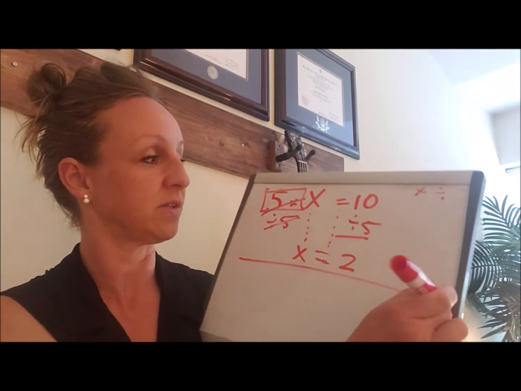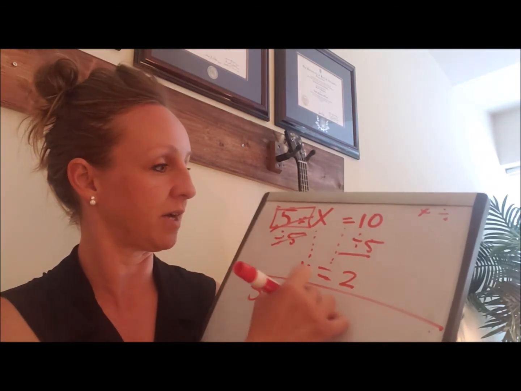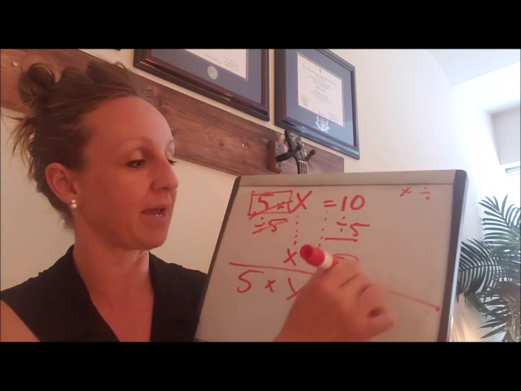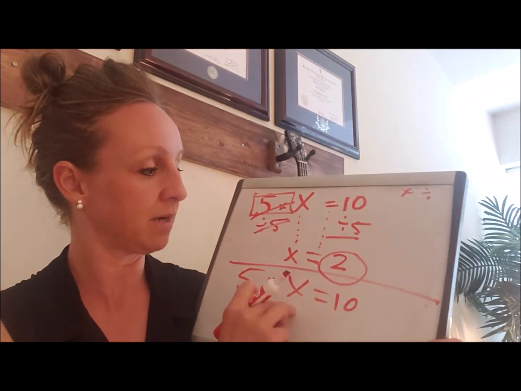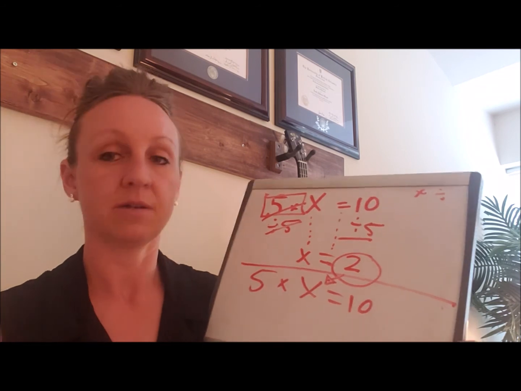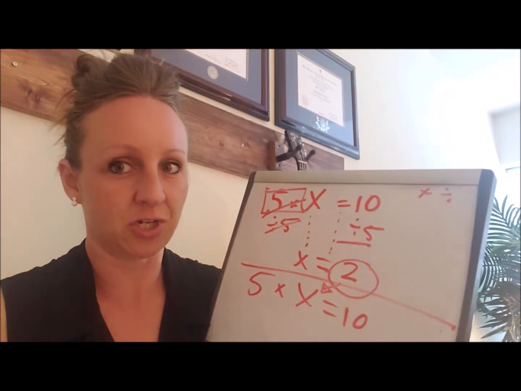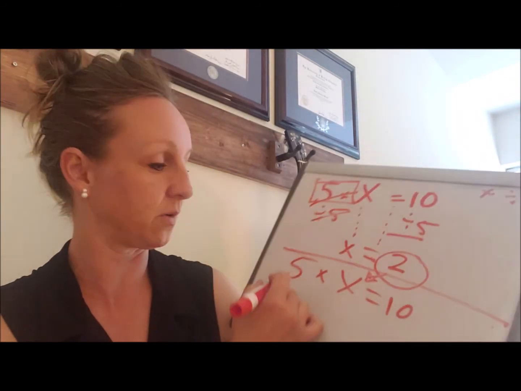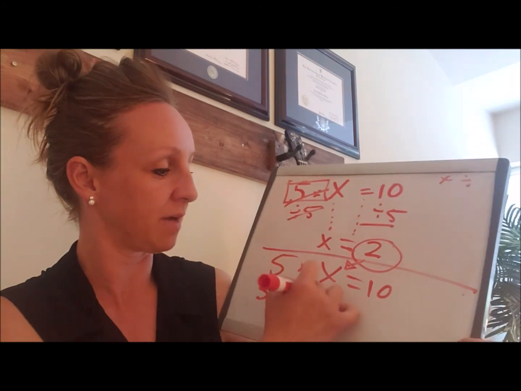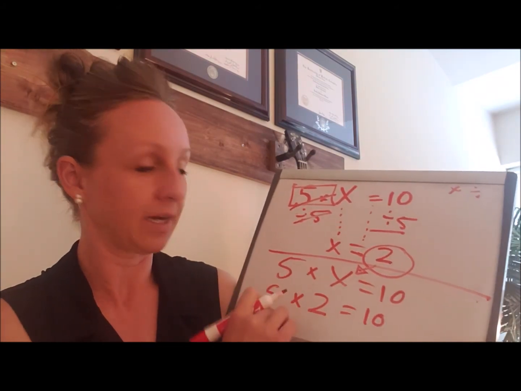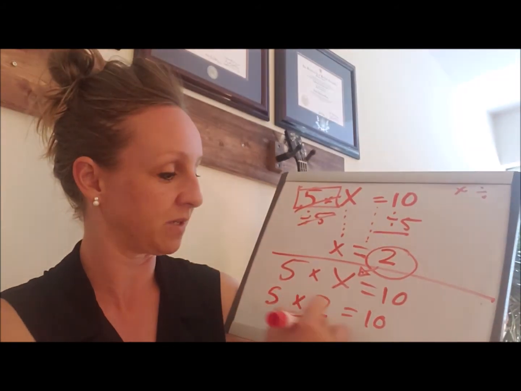But I also have to check it. So I'm going to go 5 times X equals 10. I'm going to take my answer and plug it back into my variable to check if I've gotten the correct answer. That's going to equal 5 times 2 equals 10. I do my math here: 5 times 2 is 10.